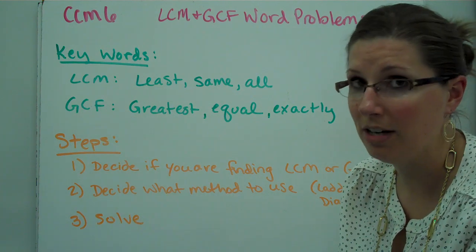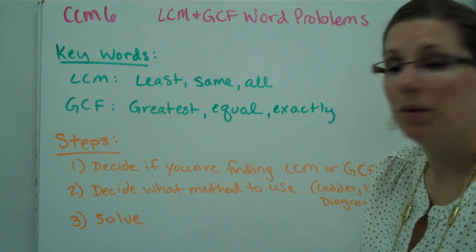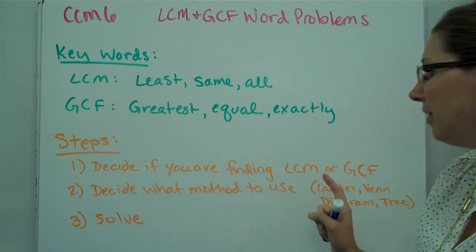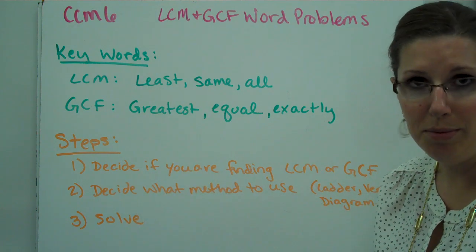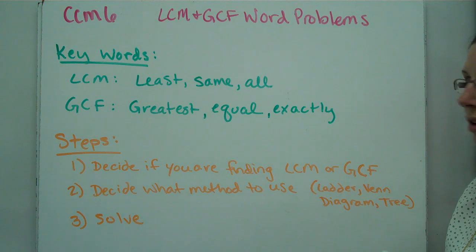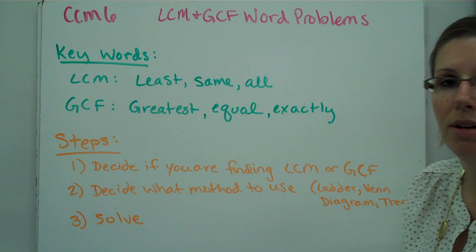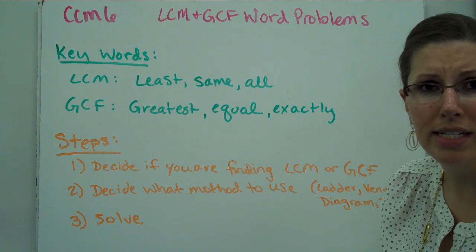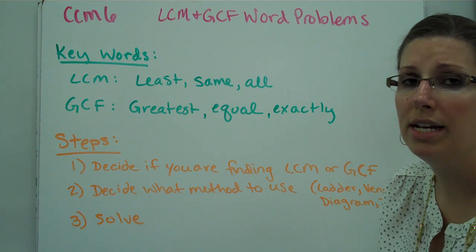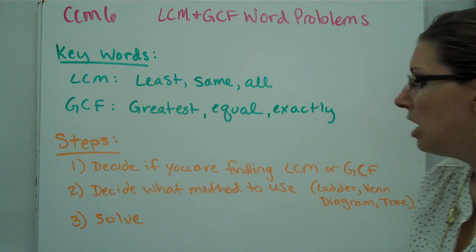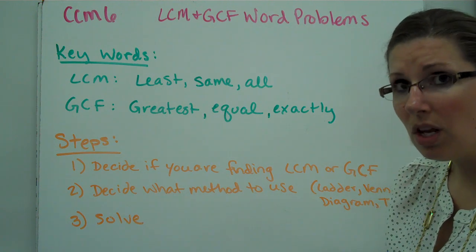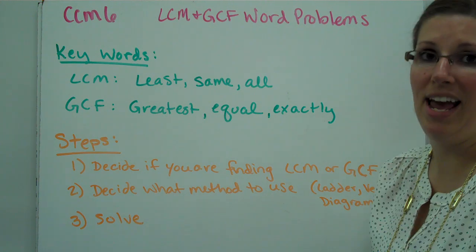GCF, greatest common factor. Some steps that we're going to do today is first decide if you're finding the LCM, least common multiple, or GCF, greatest common factor. Step 2, decide what method you're going to use. Are you going to use a ladder, a Venn diagram, or a prime factorization, a factor tree? And then solve. So we're going to do 5 problems today.